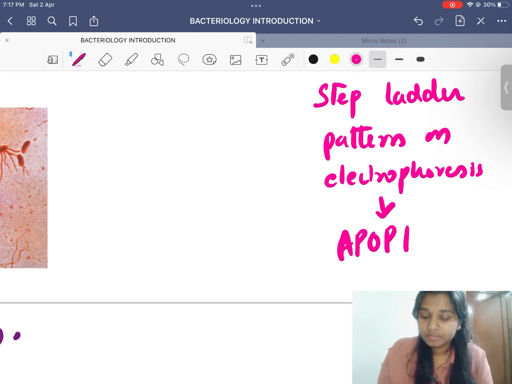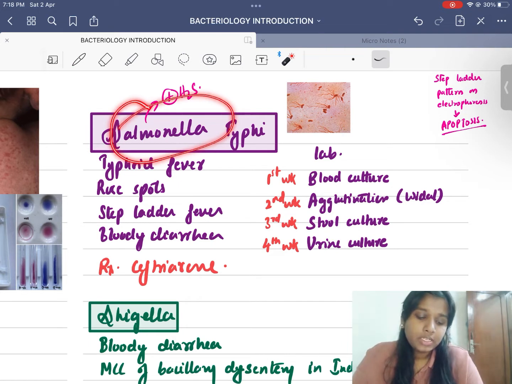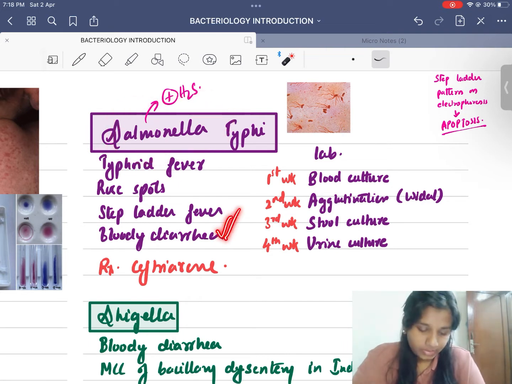apoptosis. Stepladder fever is seen in Salmonella. Now both Salmonella and Shigella have bloody diarrhea.